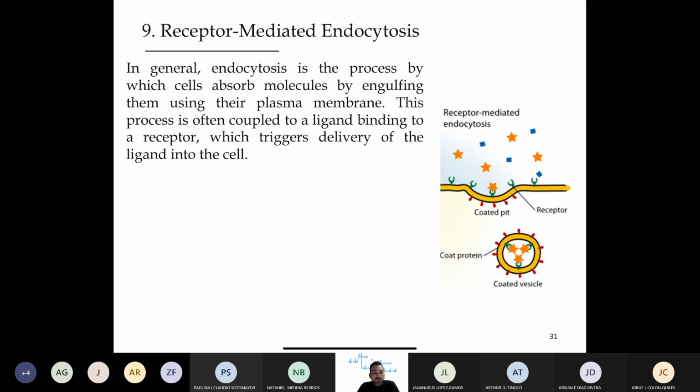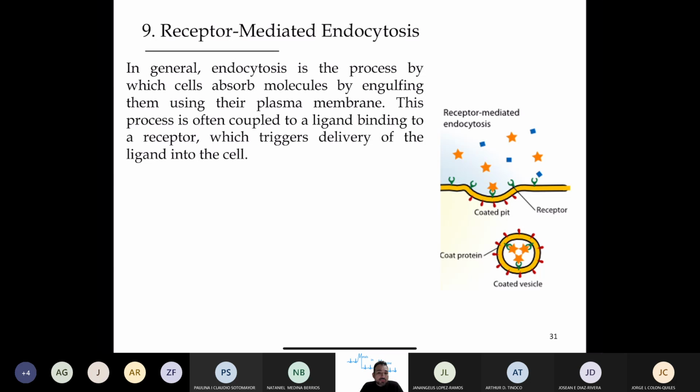Another type of transport that's possible is receptor-mediated endocytosis. Here the cell membrane plays a very vital role in facilitating movement. In the processes I already described, the membrane always plays an important role, but here the membrane is even more active. In general, endocytosis is the process by which cells absorb molecules by engulfing them, and so they use the plasma membrane.